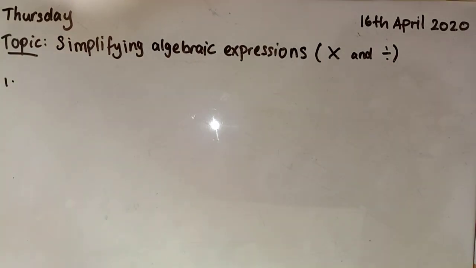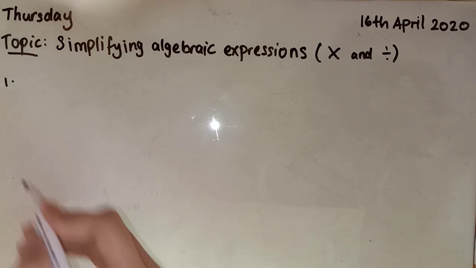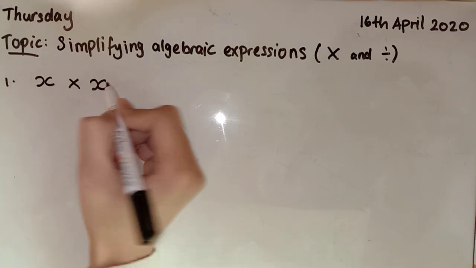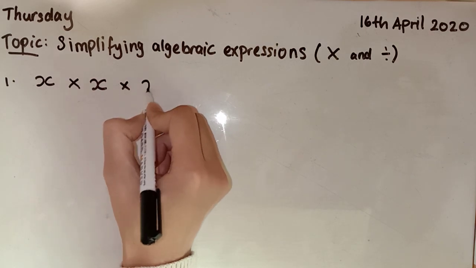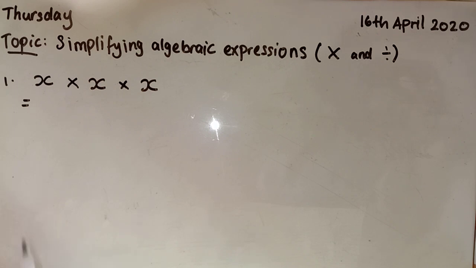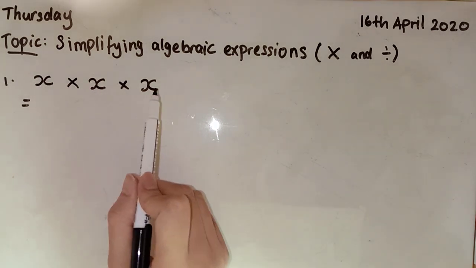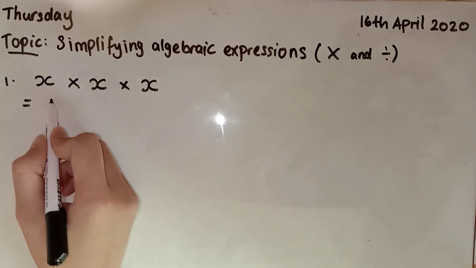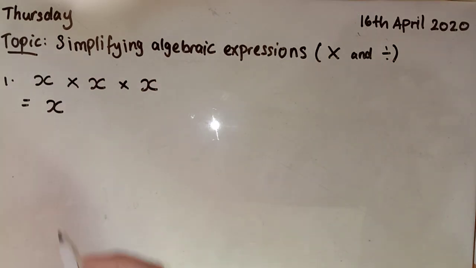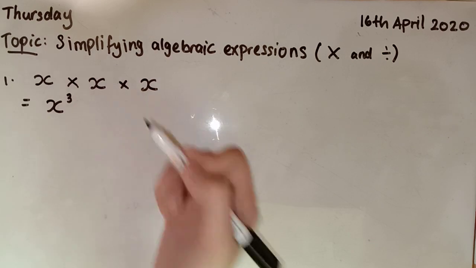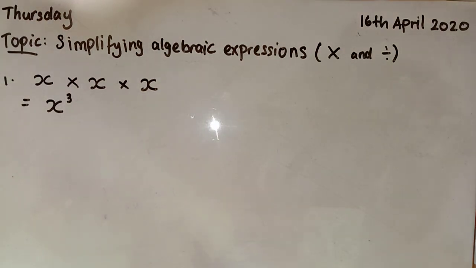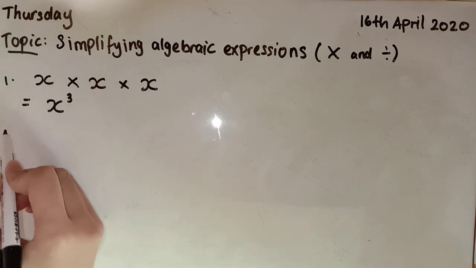Now, I know I have taught you this before. X times X times X. How many X are there? 1, 2, 3. So, this becomes X to the power of 3. Okay, you remember I showed you this before, right? Okay, as simple as that.